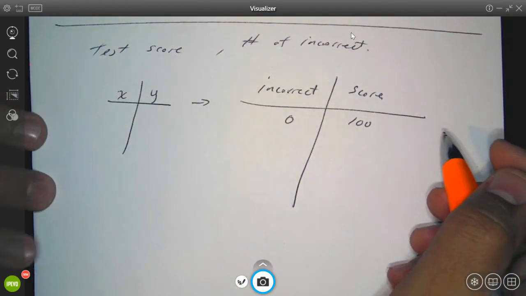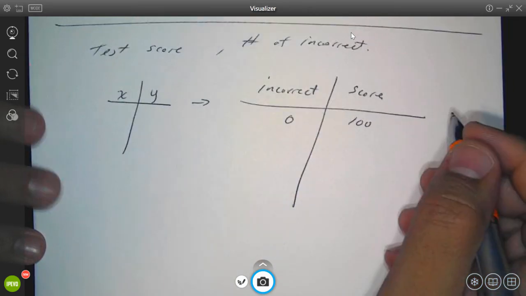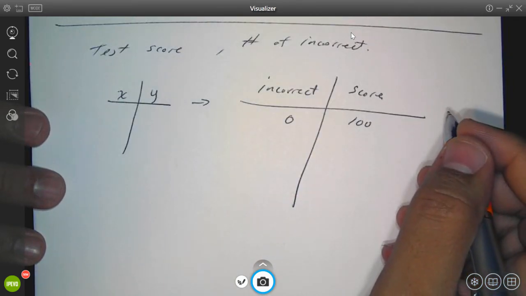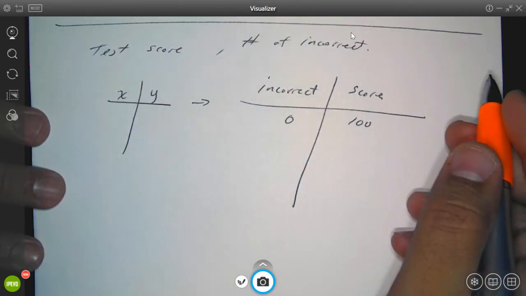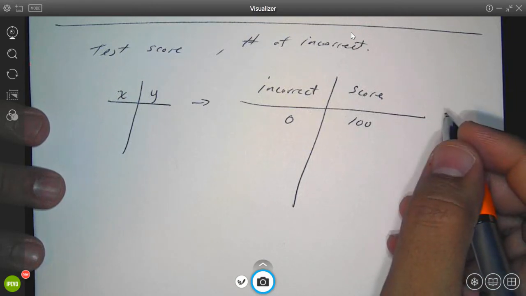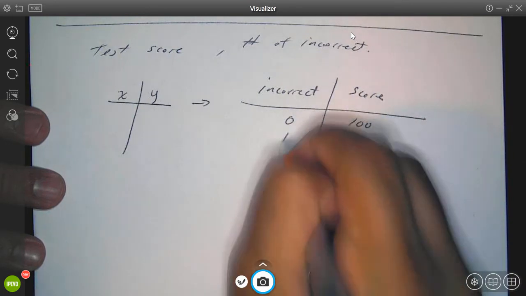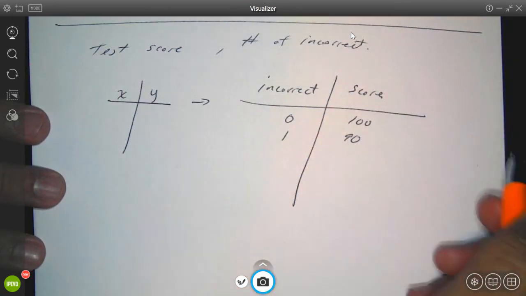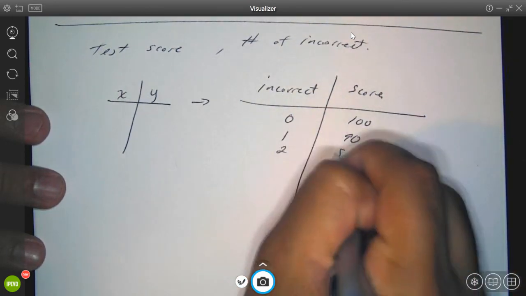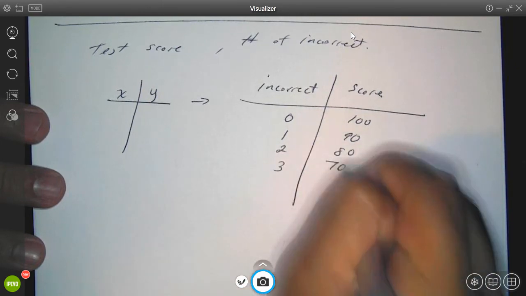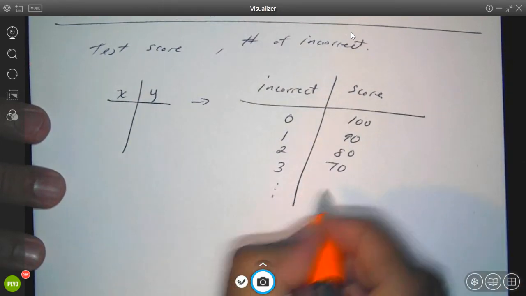Pretty obvious, right? But suppose you have a 100 question test. Let's just go with basic, a 10 question test. If you miss one, your grade is a 90. If you miss two, your grade is an 80. If you miss three, your grade is a 70, and so forth.